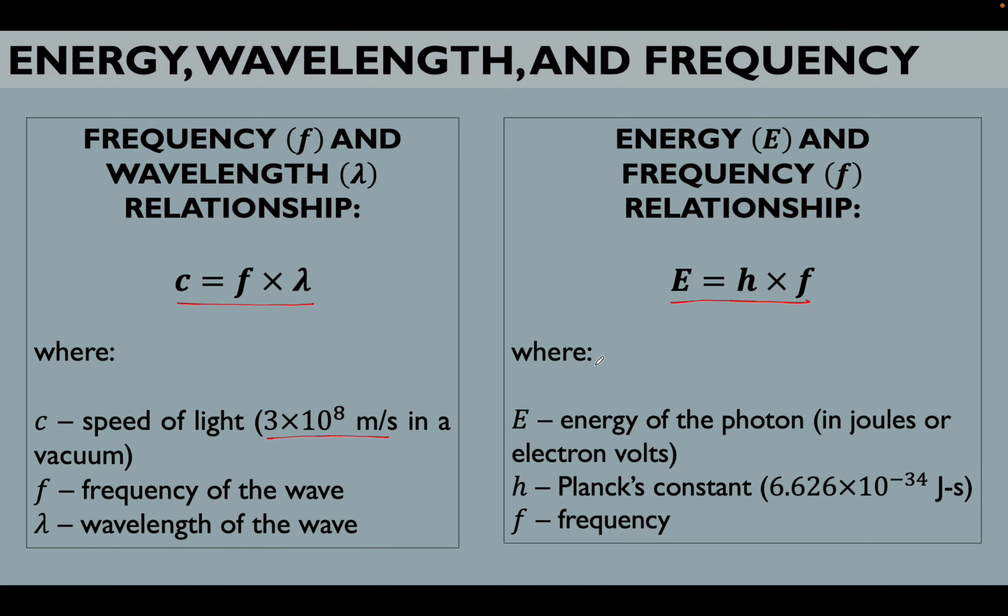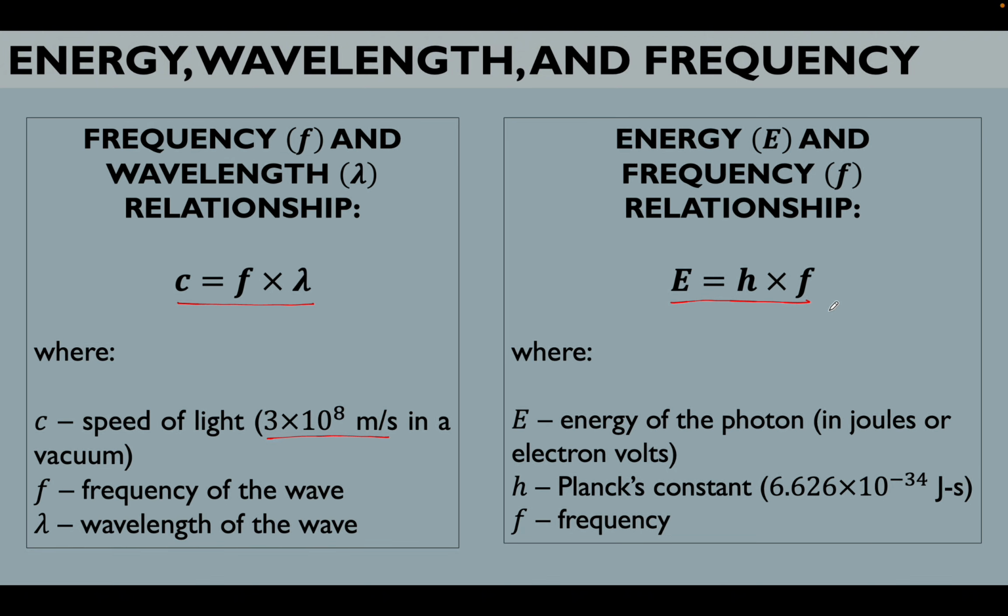So E is the energy of the photon, which we can express in joules or electron volts. h is Planck's constant, which is equivalent to 6.626 times 10 to the power of negative 34 joule seconds. And f is our frequency. Given this relationship, as you can see in the equation, a higher frequency corresponds to a shorter wavelength and higher energy.